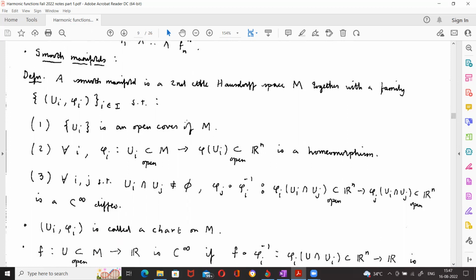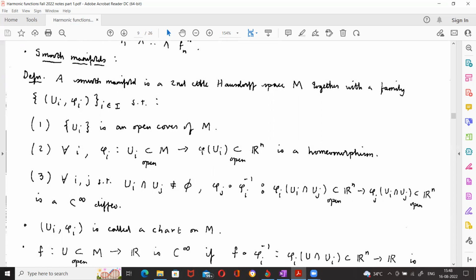So let me quickly just remind you of the definition of a smooth manifold. Now we're moving to doing calculus on manifolds. A smooth manifold is a second countable Hausdorff space M together with a family of pairs (Ui, phi i), such that the Ui's form an open cover of M, and for every i, phi i is a homeomorphism from Ui, which is an open subset of M, to its image phi i of Ui, which is an open subset of Rn.